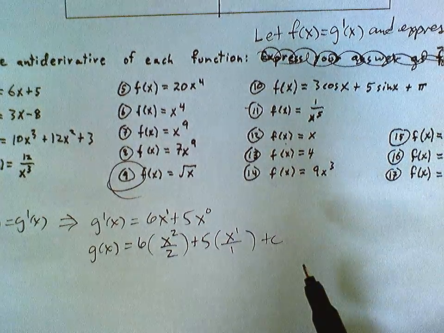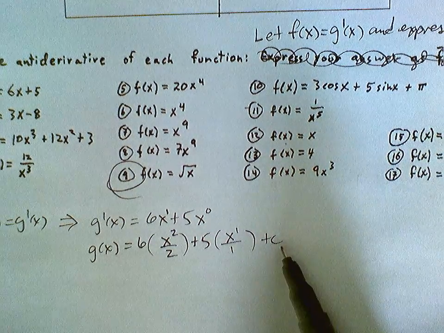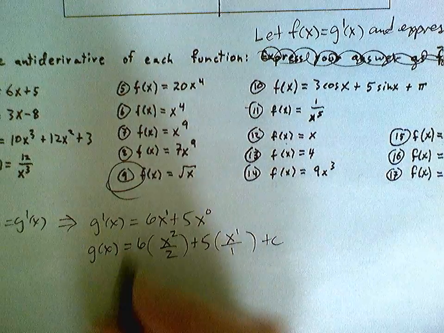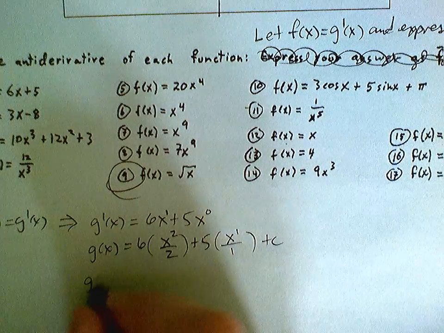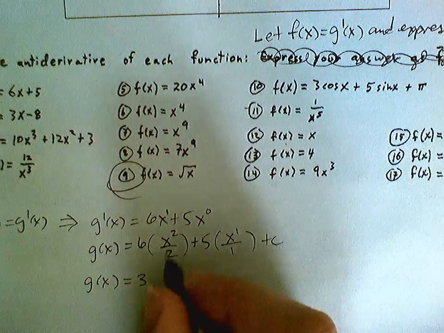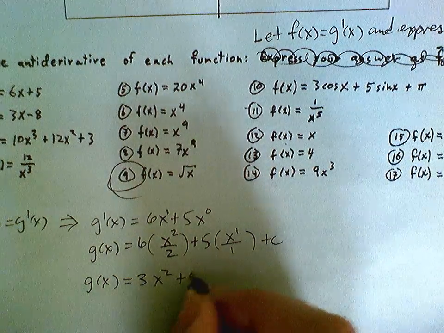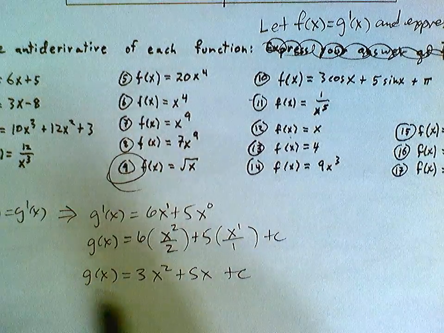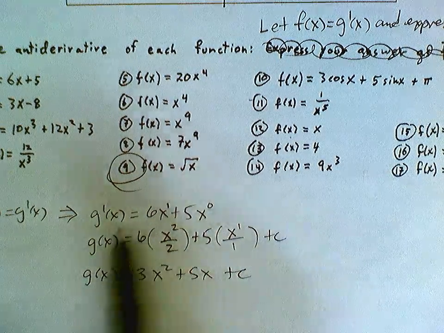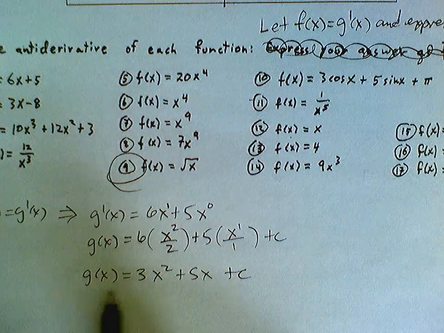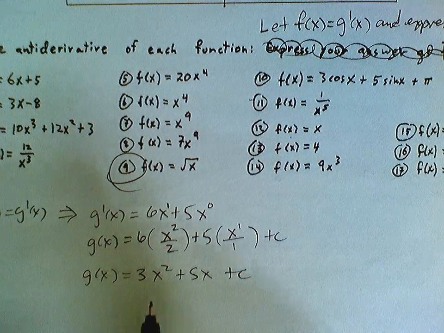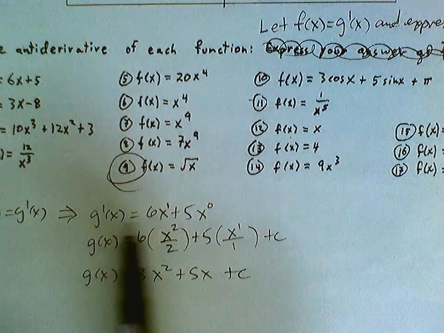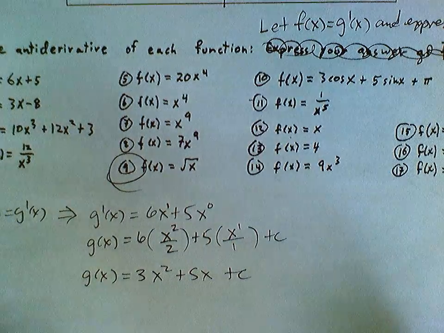C could be 1, 2, 3, 4, 5, 6, 7. C could be any constant, and this would be an antiderivative of what we started with. So I end up in the end with g of x equaling 3x squared plus 5x plus c. And c could be any constant, and if we took the derivative of this, we would end up with that. Let's try it for a second. Take the derivative of this, you'd get 6x plus 5 plus 0, because c just stands for any constant, and we would have what we started with. All right, so there's the first one.